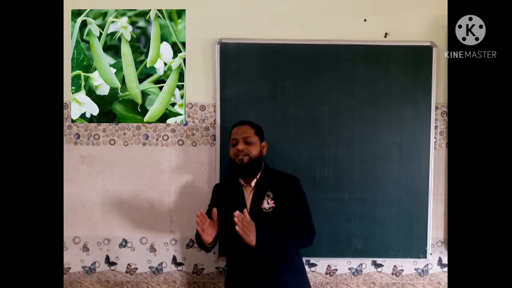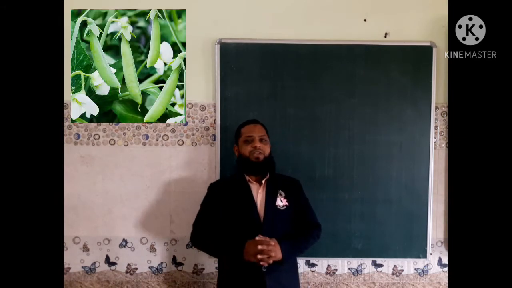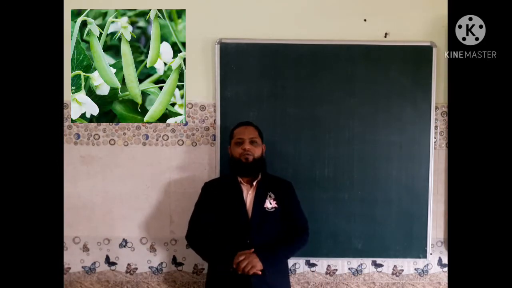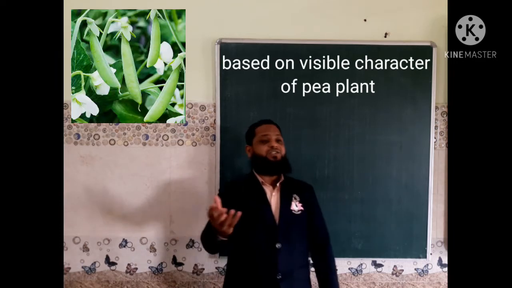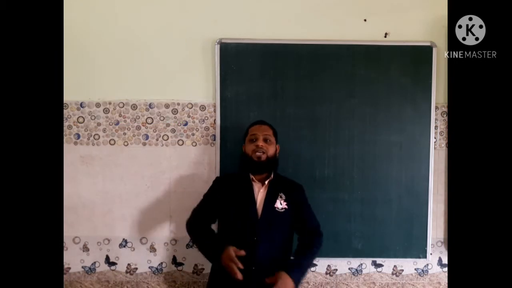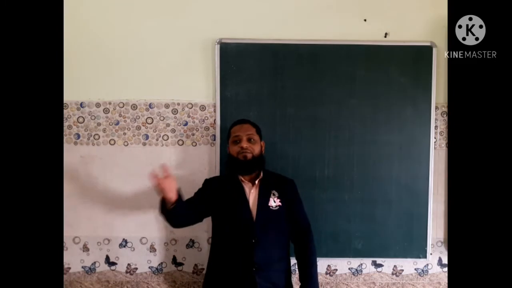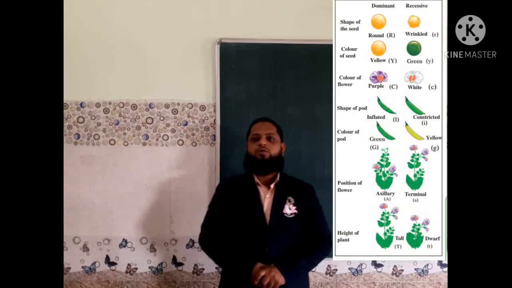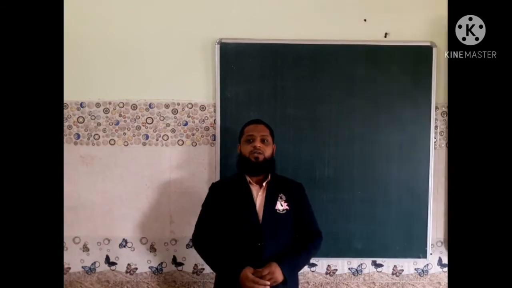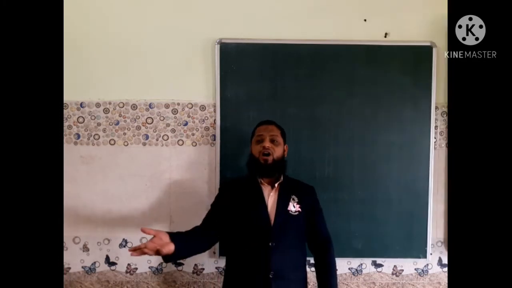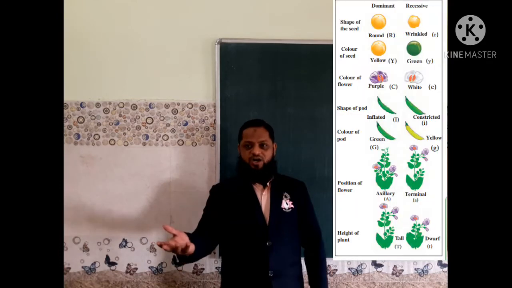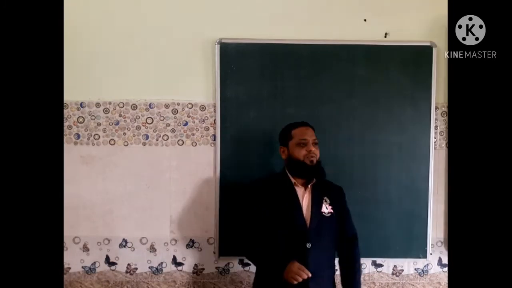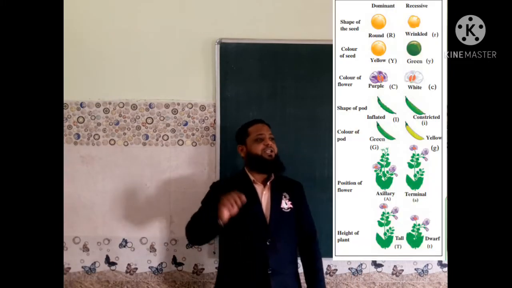Mendel selected the pea plant, nothing but Pisum sativum. Mendel's experiments were based upon the visible characteristics of the pea plant. The characteristics are the shape of the seed, color of the seed, color of the flower, shape of the pod, color of the pod, position of flower and height of plant. These all are seven visible characteristics considered by Mendel in his experiment.